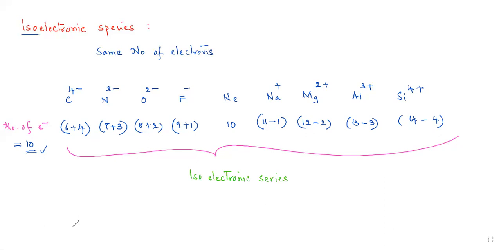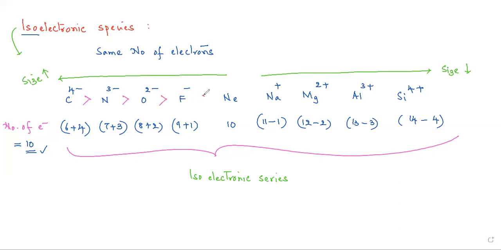You know, in fact, we can also discuss the sizes of these species. As the magnitude of negative charge increases, size increases. And as the magnitude of positive charge increases, size decreases. Only in case of isoelectronic species. Let me tell you why. Coming to the order, it can be given this way. But why? Let me tell you two things in detail.